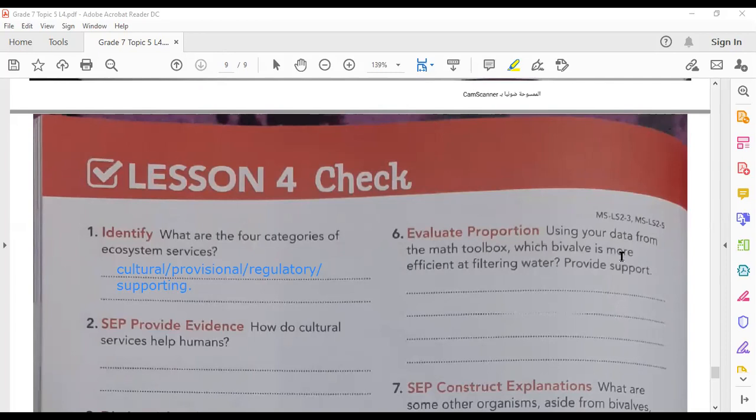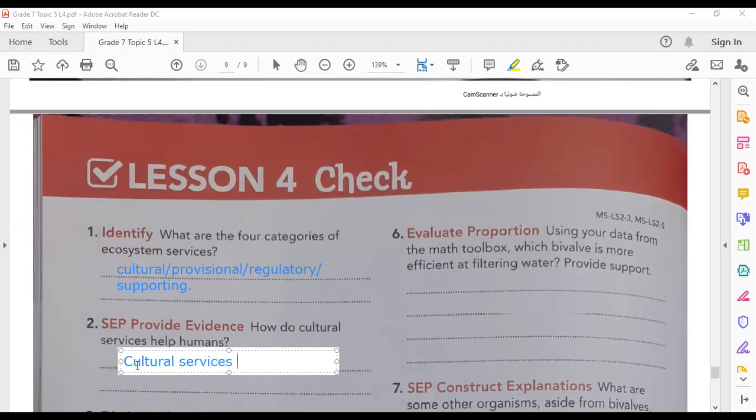How do cultural services help humans? To understand, you must remember what a cultural service is. Yalla, Ahmed. Ustad, we use cultural services to rest and relax. Yes. Or learn about the world around us. It gives us happiness. Thank you. Cultural services.